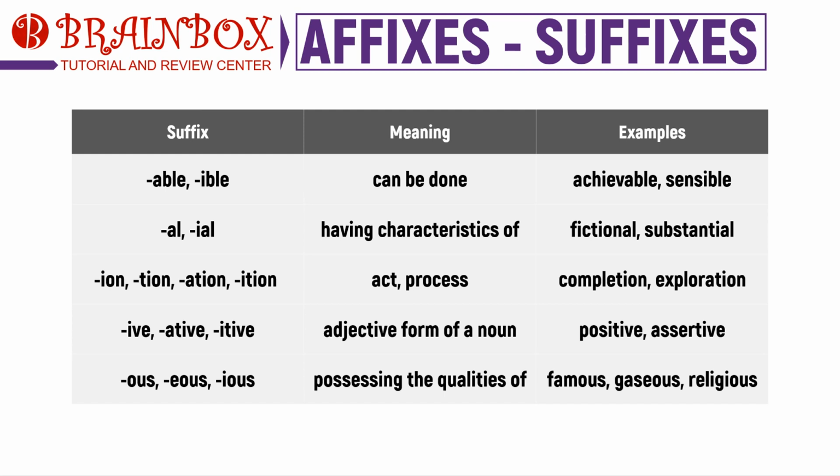Lastly, we have the suffixes -ous, -eous, and -ious. These suffixes are used to create adjectives that describe qualities, characteristics, or relationships associated with the base words. Each suffix conveys a specific sense of the attribute being described.